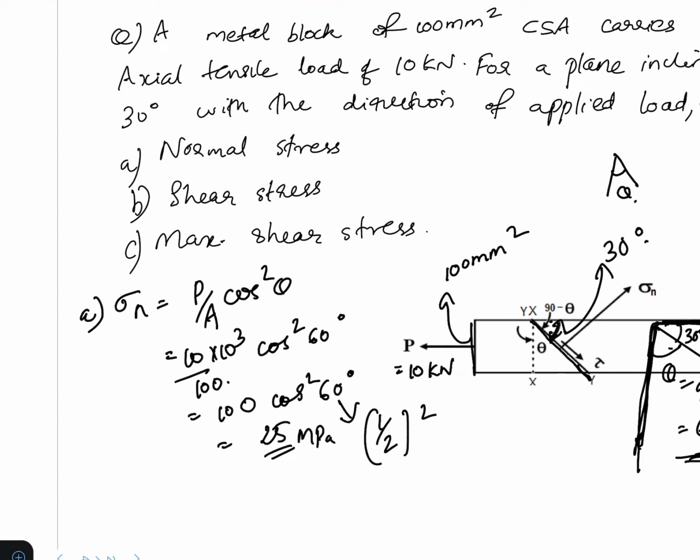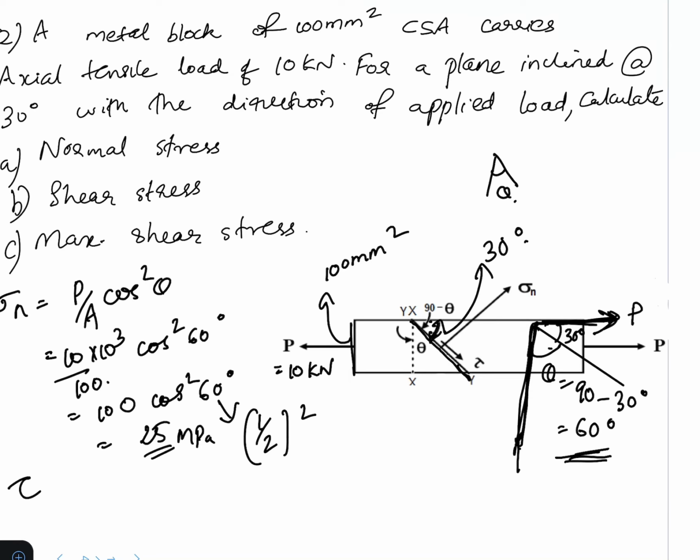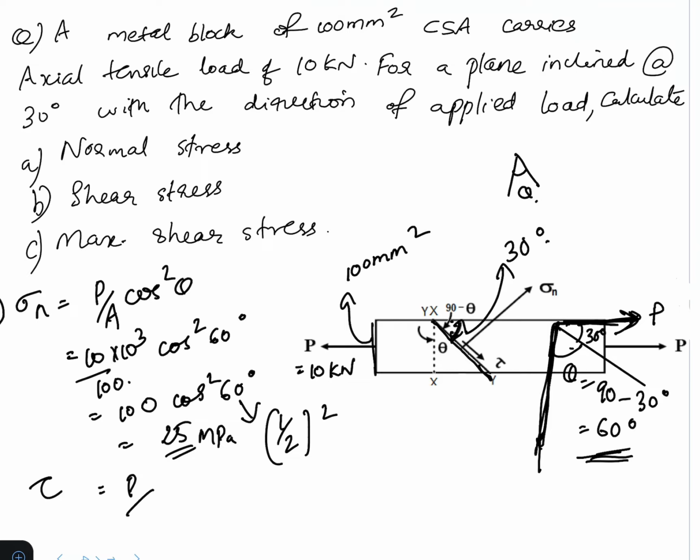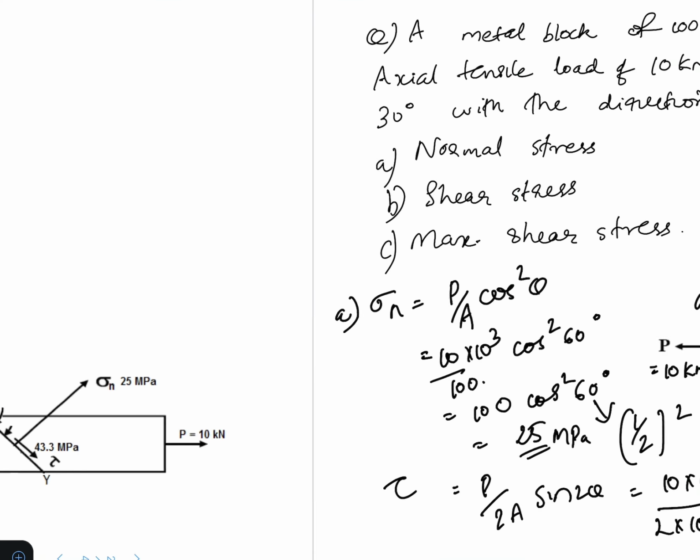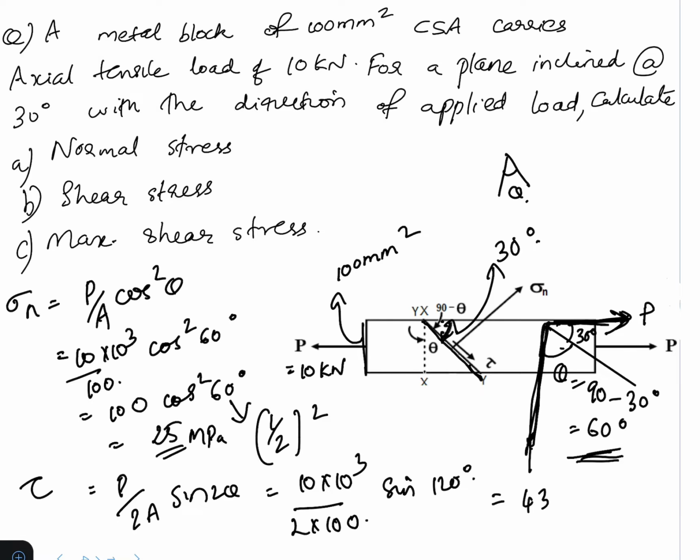So sigma n is 25 MPa. Now tau will be P by 2A sin 2 theta. P is 10 into 10 to the power of 3, by 2 into area 100, times sin 2 theta, which is sin 120 degrees. Solving this, we will have the answer as 43.3 MPa.